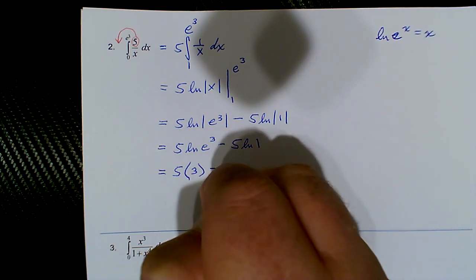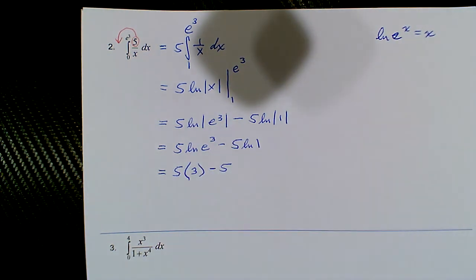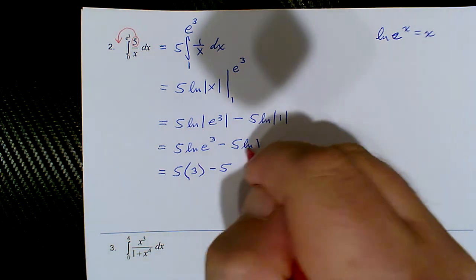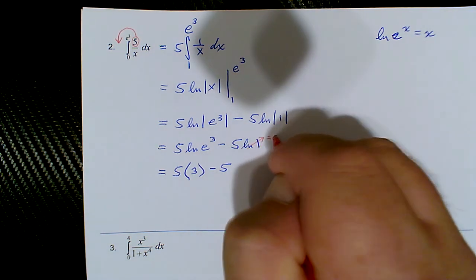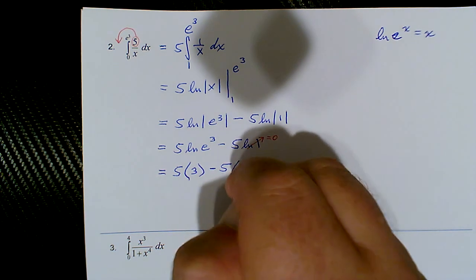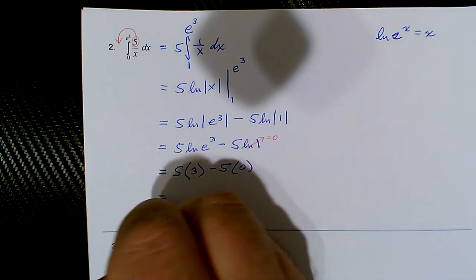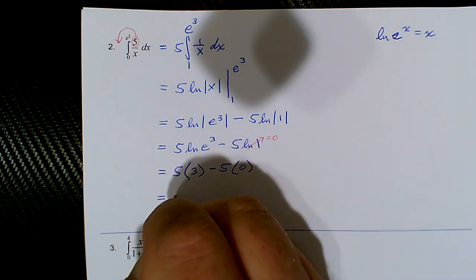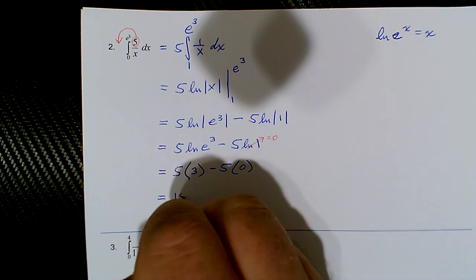And then here we have minus 5. And you should know that the natural log of 1 is equal to 0. So if you left it, that would take off credit. So that's going to be 0. And so it looks like 5 times 3, or 15.